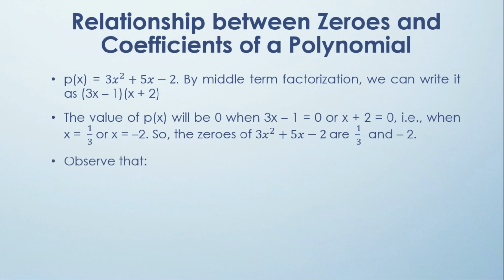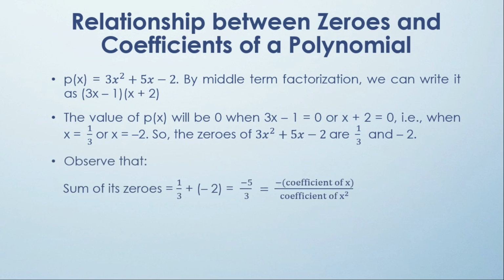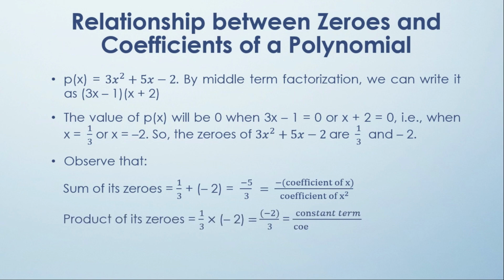Again, observe that the sum of its zeros is equal to 1 by 3 plus minus 2, which is equal to minus 5 by 3, that is minus coefficient of x by coefficient of x square. And the product of its zeros, which is 1 by 3 into minus 2, is equal to minus 2 by 3, that is the constant term upon coefficient of x square.